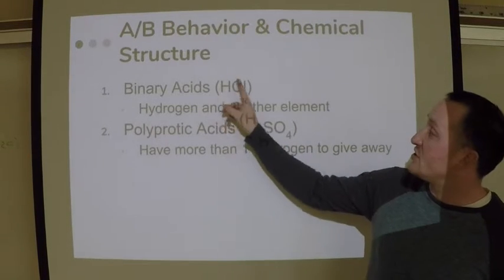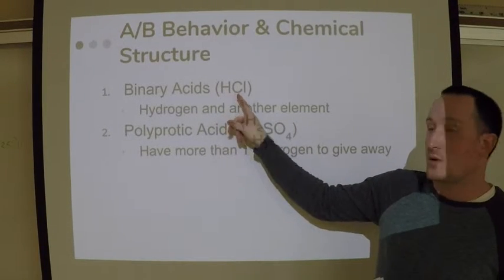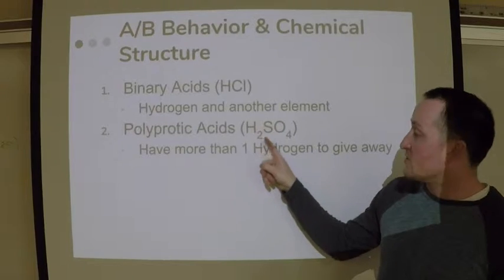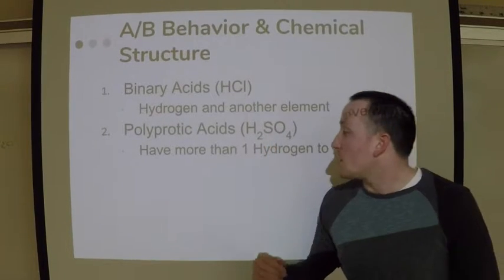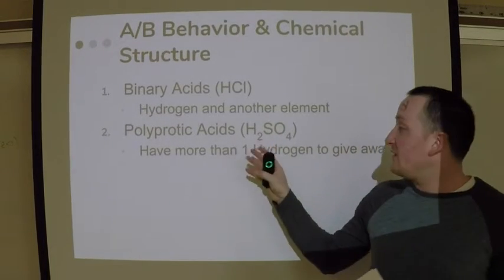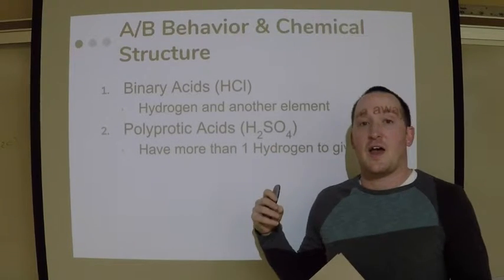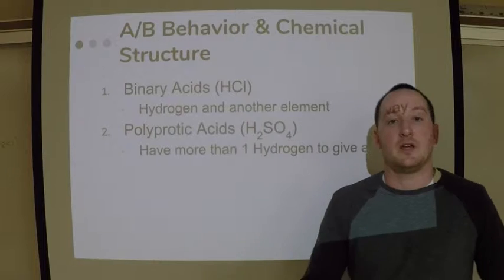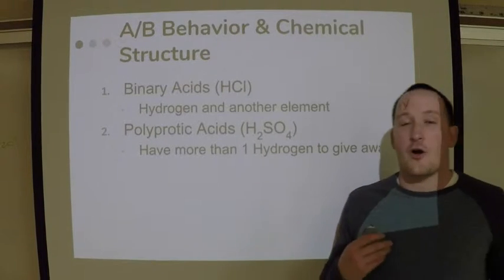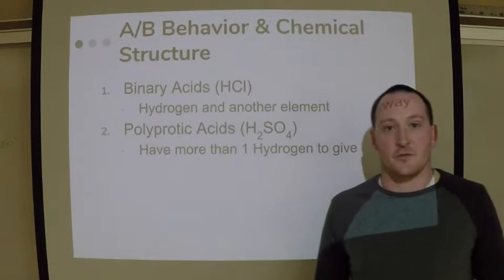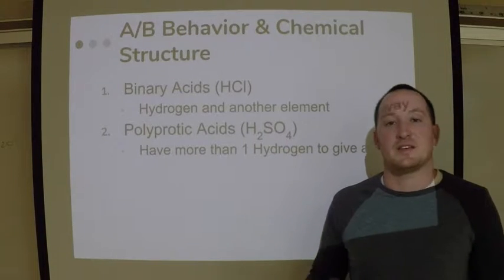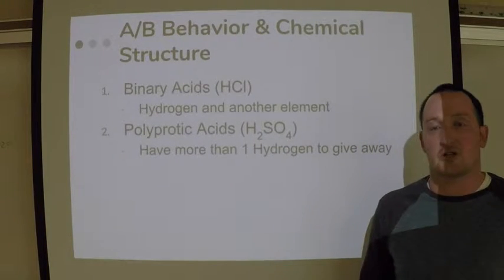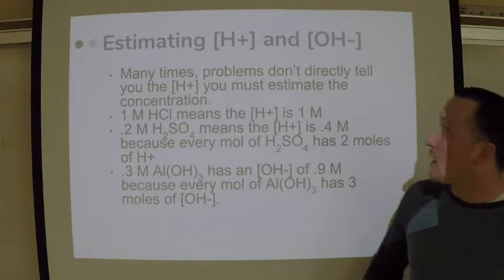So notice how HCl only has 1 hydrogen, but H2SO4 has 2 hydrogens that could pop off. That means H2SO4 has twice as many hydrogens that it can give away and put in solution. So our first objective for today was you're going to have to be able to estimate the H+ concentration of a solution.